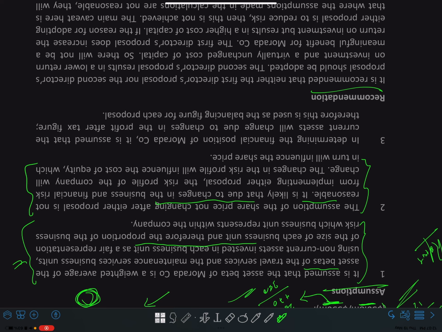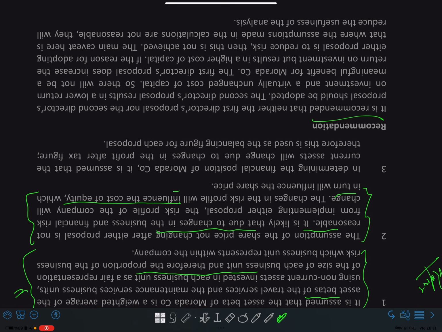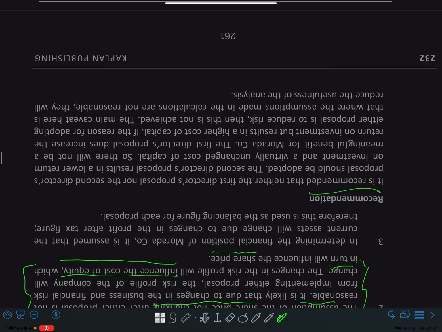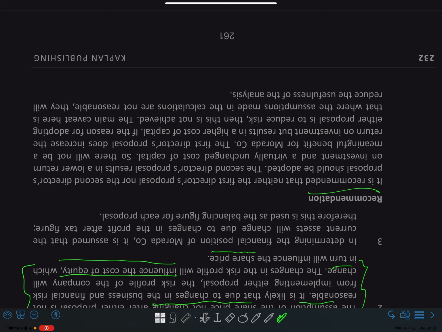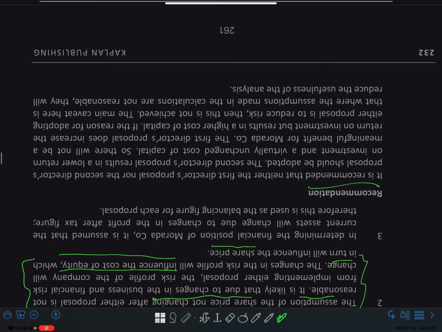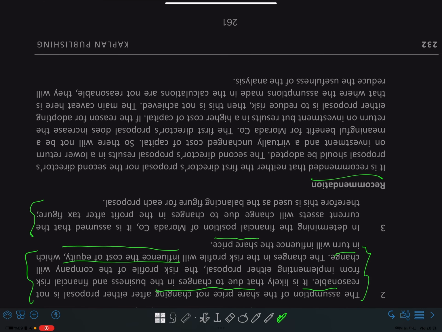It is likely that due to the change in business and the financial risks from implementing either proposal, the risk profile of the company will change. The change in the risk profile will influence the cost of equity. What will happen to the cost of equity? Of course it will change, which in turn will influence the share price, right? You would be discounting it at a higher rate, right? Which would reduce it. So in determining the financial position of Morada, it is assumed that the current assets will change due to the change in profit after tax. So that is the balancing figure, right? That will change.